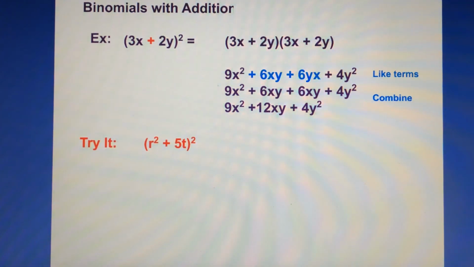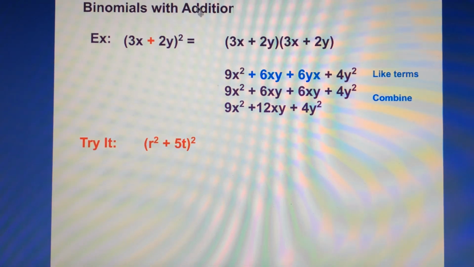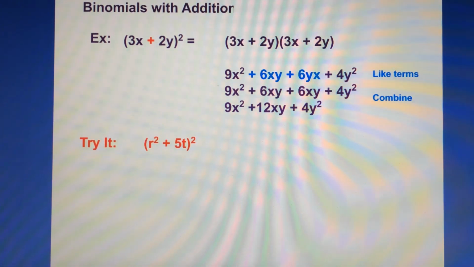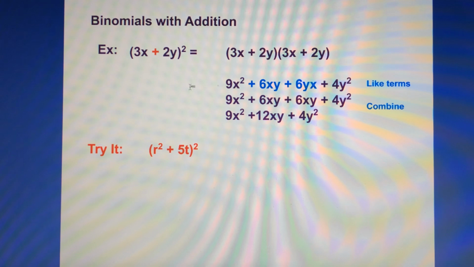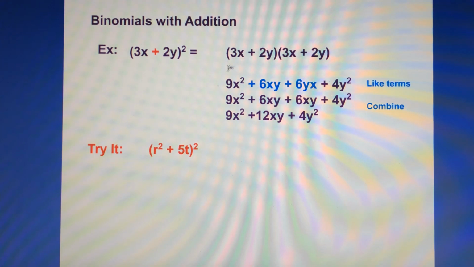What if I have binomials with addition? And I'm going to take 3x plus 2y squared. Exact same thing. Double distribution. I'm just showing you another example.